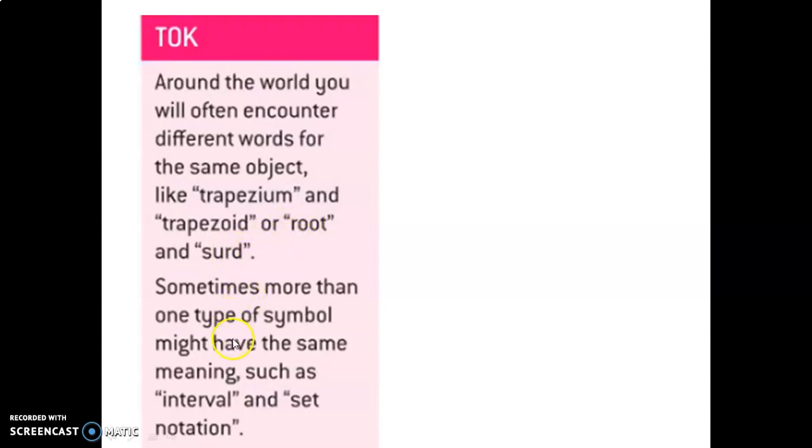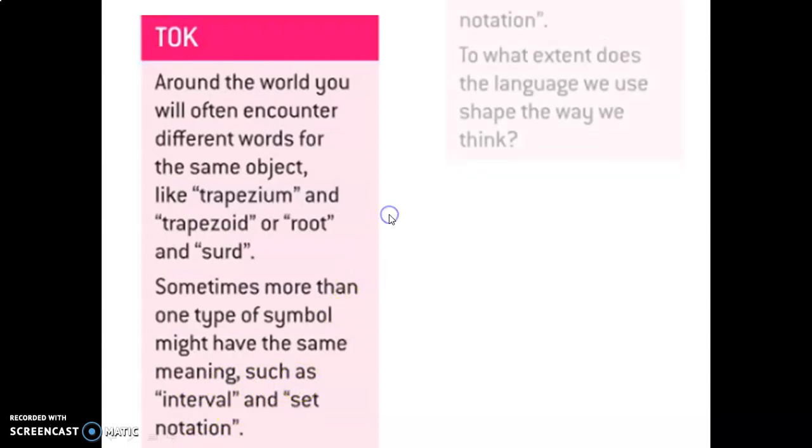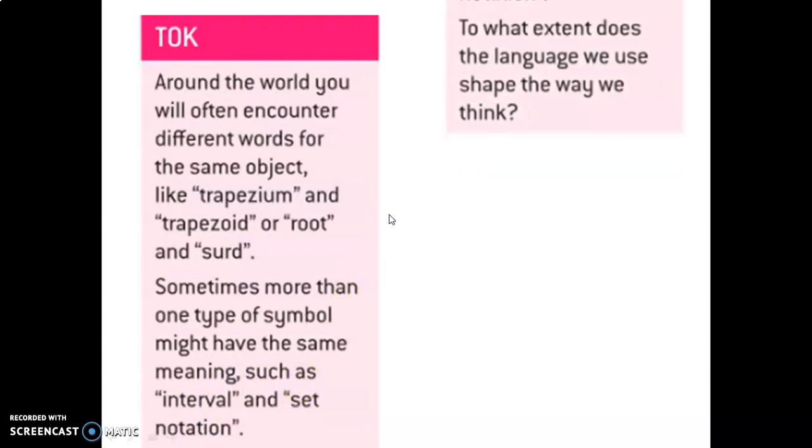Sometimes more than one type of symbol might have the same meaning, such as interval and set notation. We looked at that in the last lesson. They mean the same thing, but just different symbols. So to what extent does the language we use shape the way we think? How about you answer that?